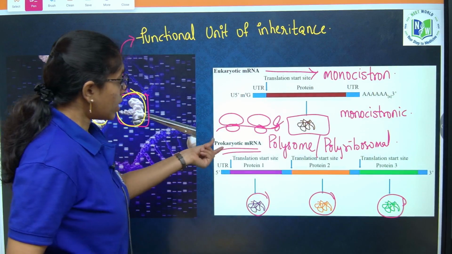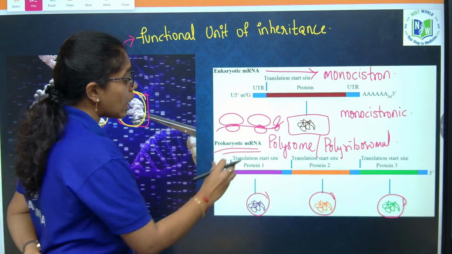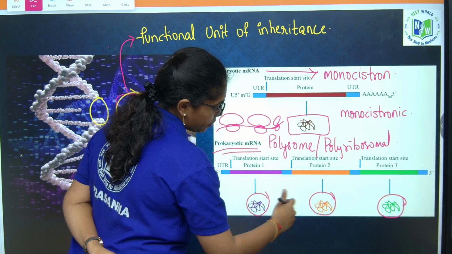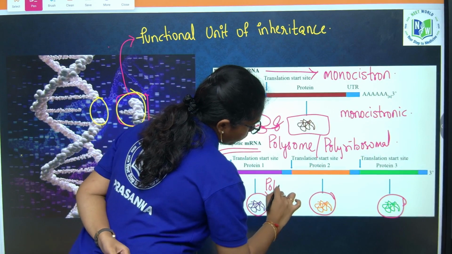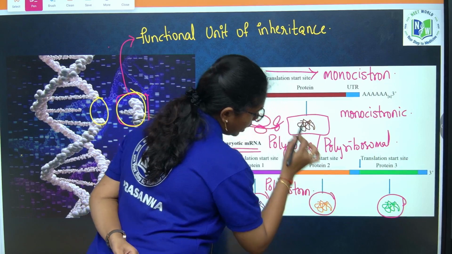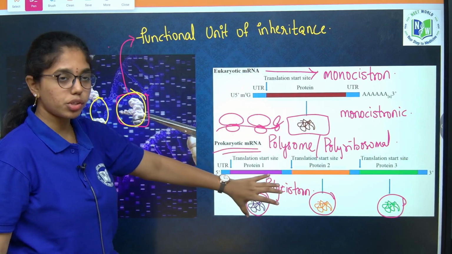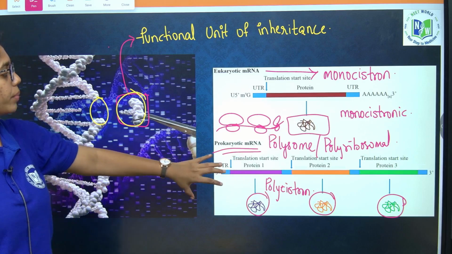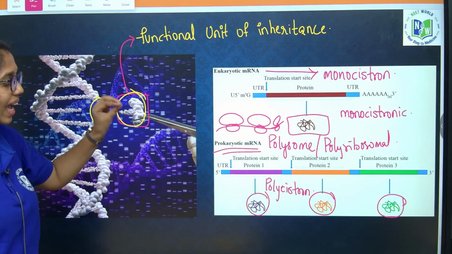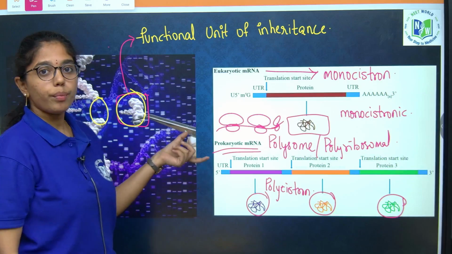And what is happening in the prokaryotes? In prokaryotes, many polypeptide chains are formed which are different. That is why they are called polycistronic. So I hope this is clear. Monocistronic and polycistronic formation of polypeptides, and polycistronic polypeptide chain formation is a result of the polysomic condition, which is seen only in the prokaryotes.